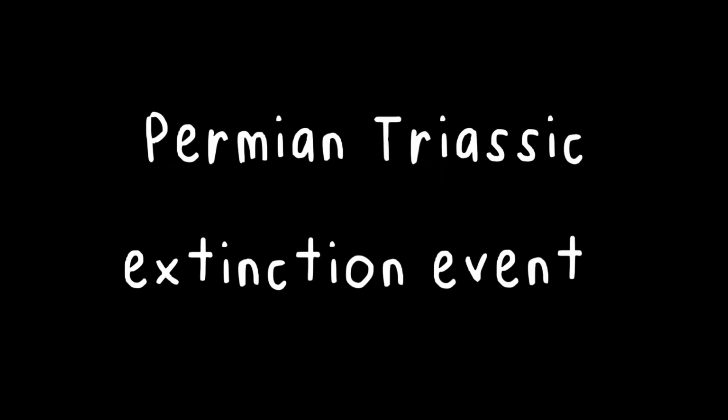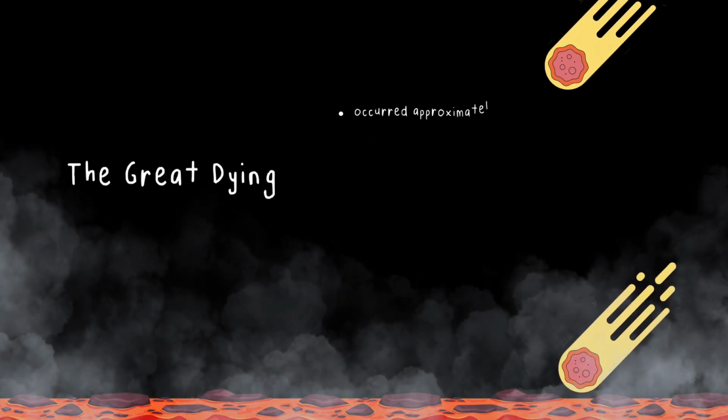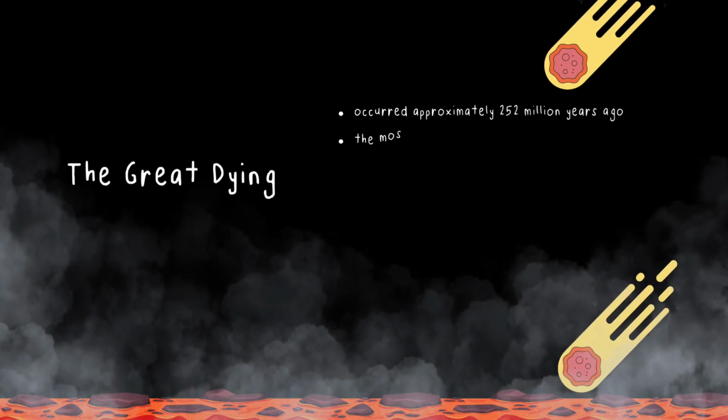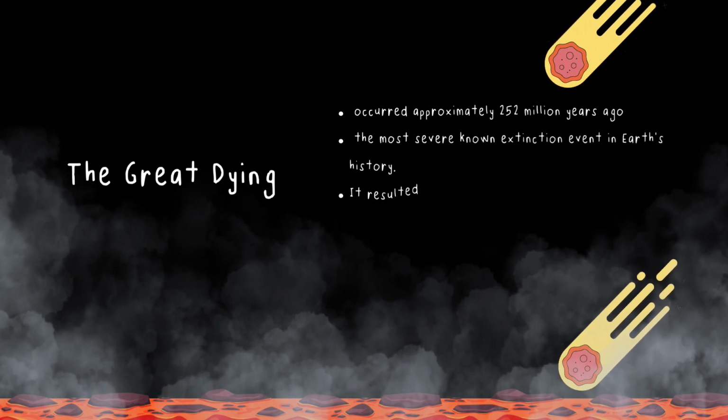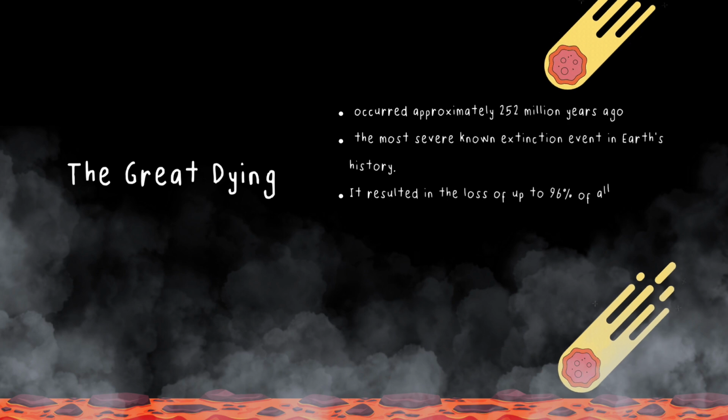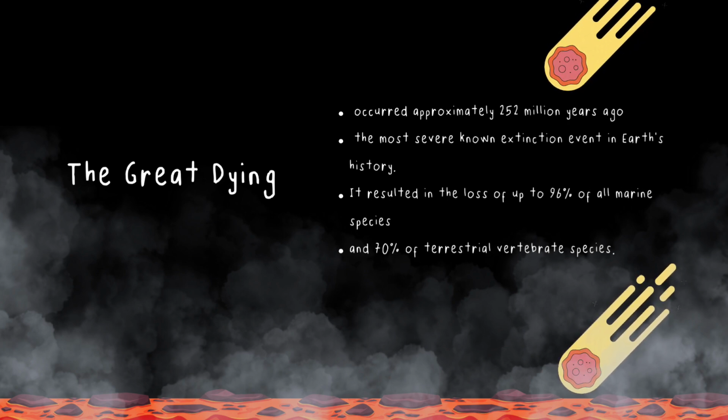The major event during this period was the Permian-Triassic extinction event, also known as the Great Dying. This event occurred approximately 252 million years ago and is the most severe known extinction event in Earth's history. It resulted in the loss of up to 96% of all marine species and 70% of terrestrial vertebrate species.